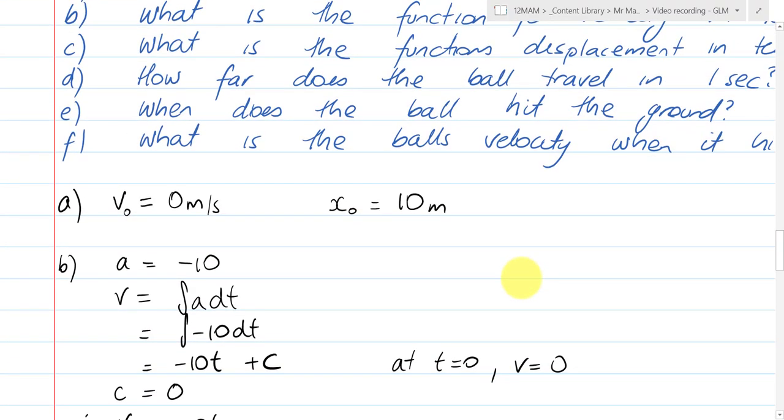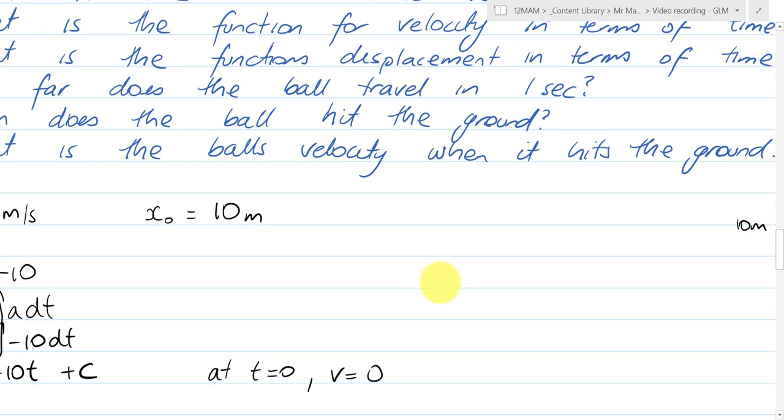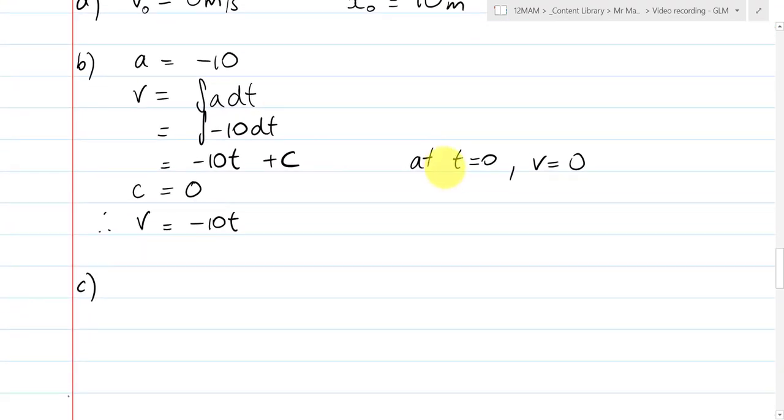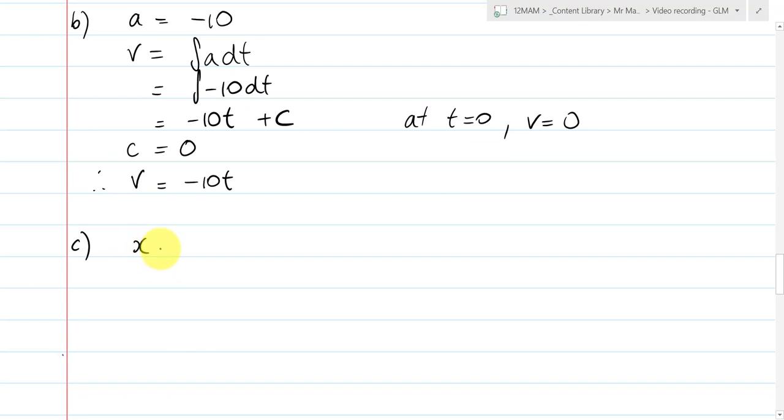Part C. What is the function's displacement in terms of time? So the displacement x is equal to the integral of velocity with respect to time.